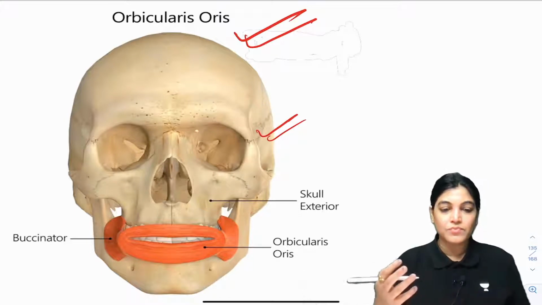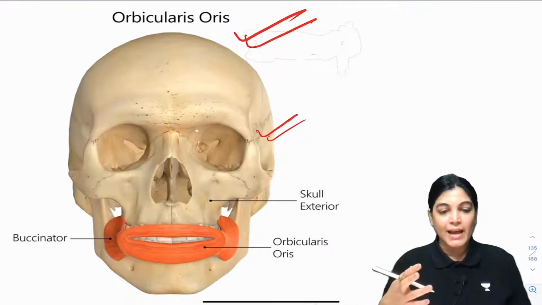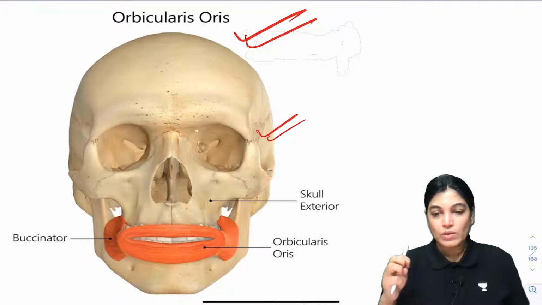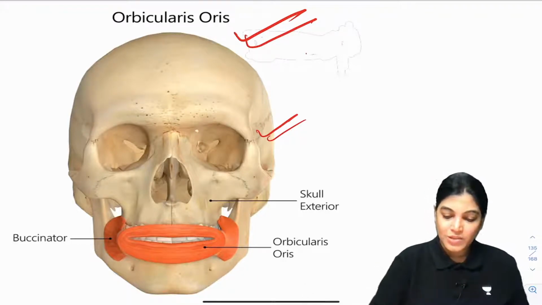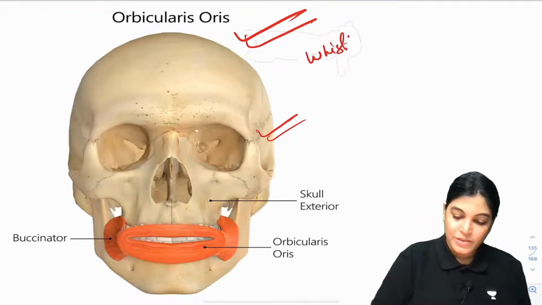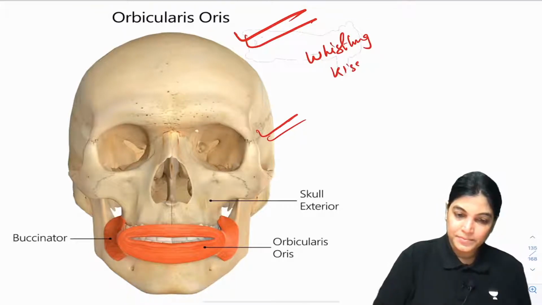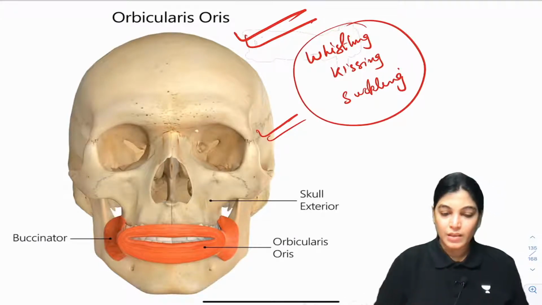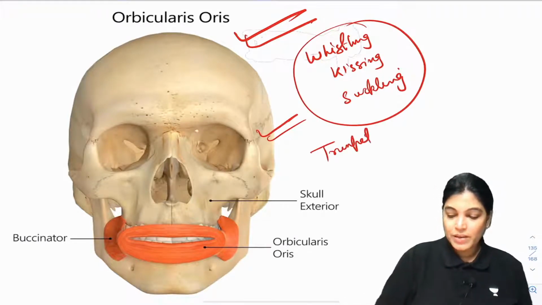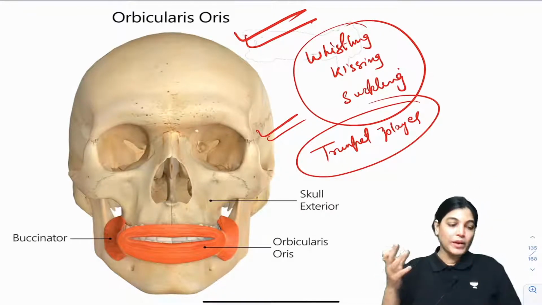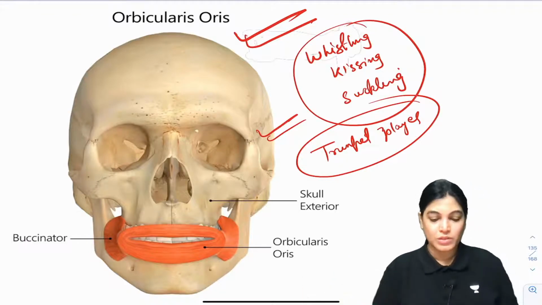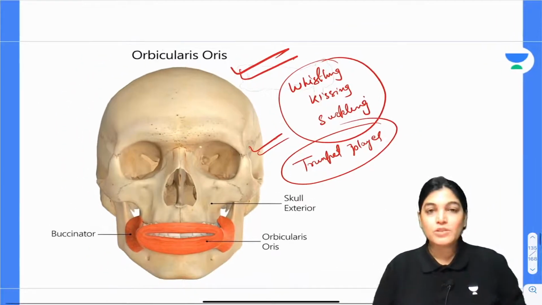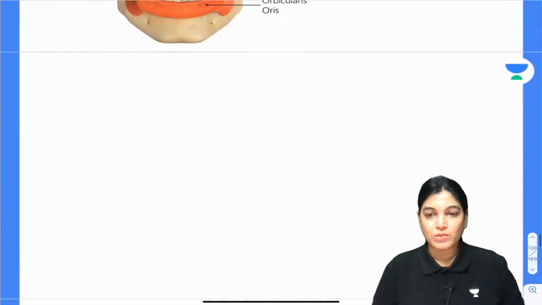What is the basic action? It closes the oral fissure, and it is involved in actions like whistling, kissing, sucking, and also blowing, as trumpet players do. So these are all the functions of Orbicularis Oris. It is also not pierced by the parotid duct. So we are done with this MCQ. Let's move on to the next MCQ.